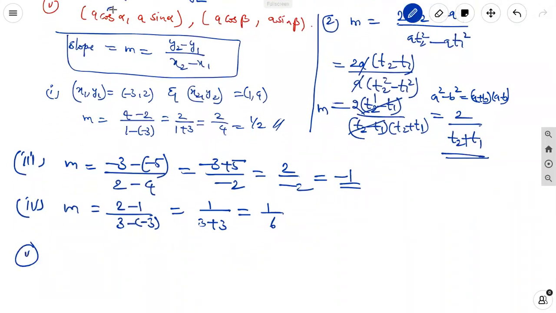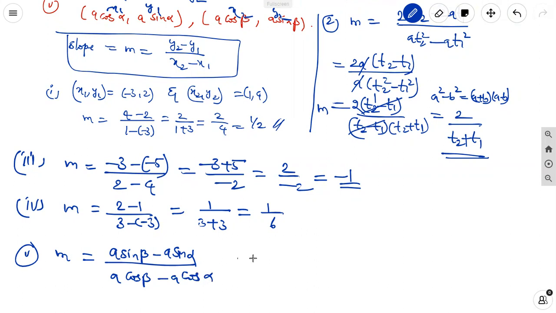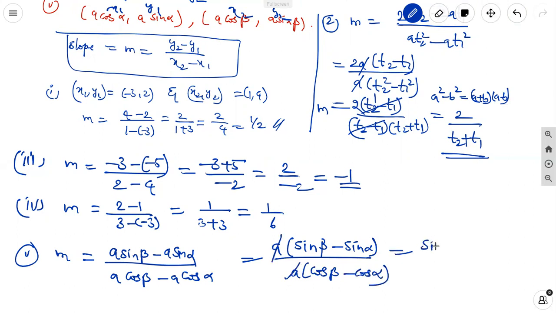Fifth one, it is x1, y1, x2, y2. So m equal to a sin beta minus a sin alpha by a cos beta minus a cos alpha. Taking a common in the numerator and the denominator, a into sin beta minus sin alpha by a into cos beta minus cos alpha. So a cancels. Sin beta minus sin alpha by cos beta minus cos alpha. These are the slopes in this.